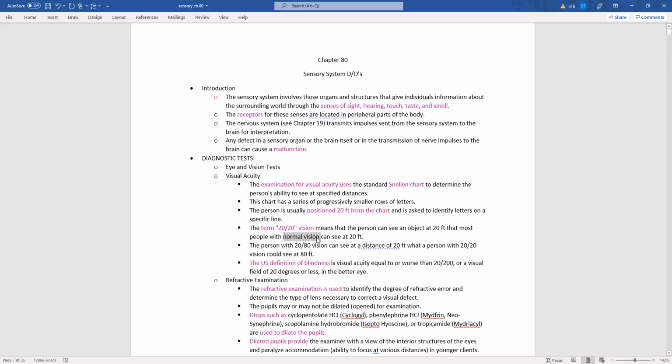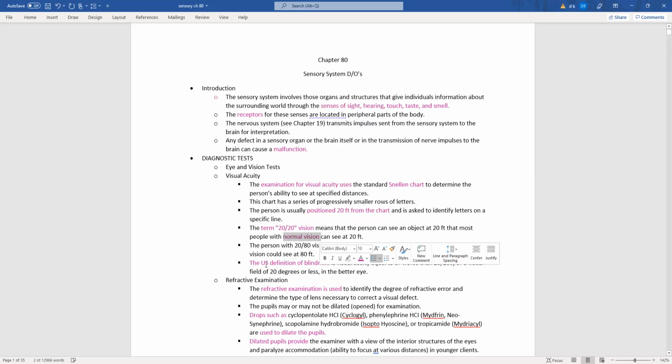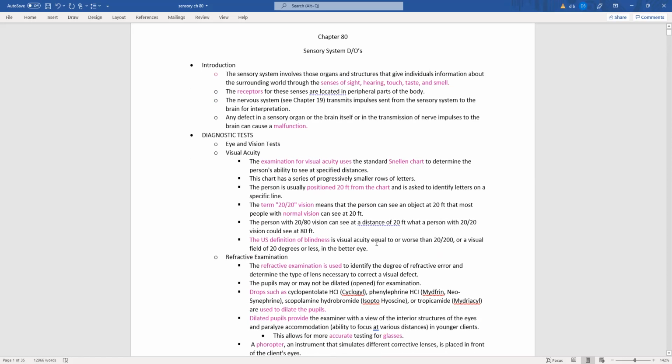Okay. And the person with 20/80 vision can see at a distance of 20 feet what a person with 20/20 could see at 80 feet.